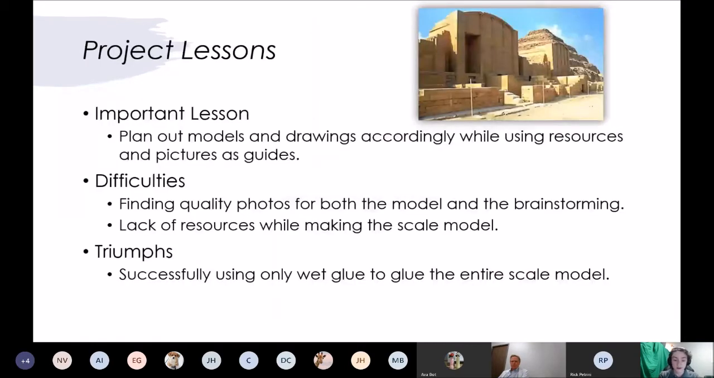One lesson I learned throughout this entire experience is that one should plan out their models and drawings accordingly while using resources and pictures as guides. I often would have research and design separate, as I would research and then I would design without looking at my research, and then I'd have to go back and make changes. I learned, however, that if I had it all up at once, I would have a better picture of the scene and I'd be able to create the ride easier by having my resources and my work all in one spot.